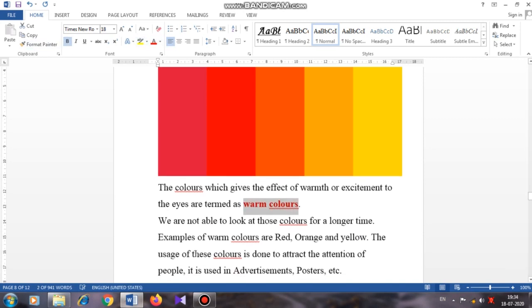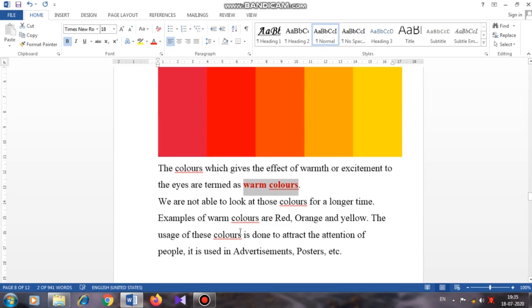Now another thing, we are not able to look at those colors for a longer time. If you try to imagine that you have painted the walls of your house with this color, in the starting you will be boasting that you come and look at my house, it looks different, right? But after a few days your head will start paining by looking at these colors. So that is the warmth of this color. The examples of warm colors are red, orange and yellow.